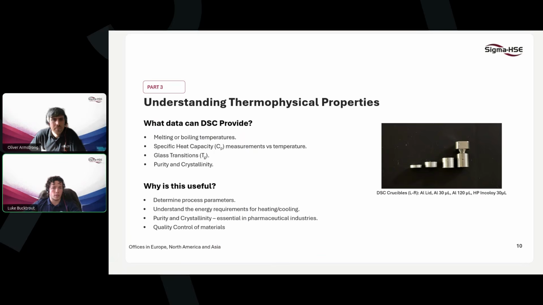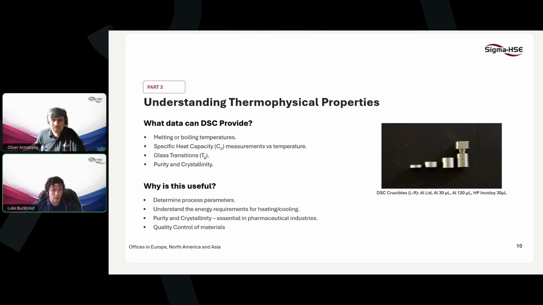Furthermore, you can compare these glass transition values with literature, and this can be used to help for quality control purposes, but also optimization of sintering or molding processes. So similarly, DSC can also provide insight into purity and crystallinity of your material, which is useful from a quality perspective. And you can imagine how essential this would be, especially in pharmaceutical industries.